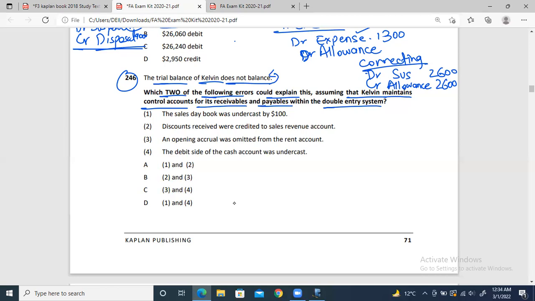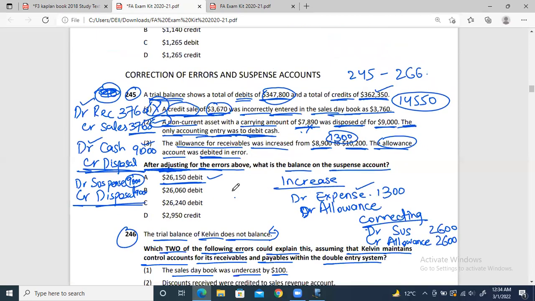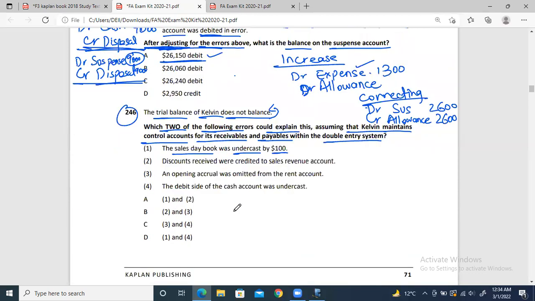Now, this is a very interesting question. This will teach us many new things which are not there in the study text as well. So the sales day book was undercast by $100, right? Always remember, we have just corrected this mistake in the first requirement, number 1. When we were studying control accounts, I clearly instructed you that the sales day book is directly connected with which account? Receivables control account, right? And the purchase day book is connected with the payables control account.